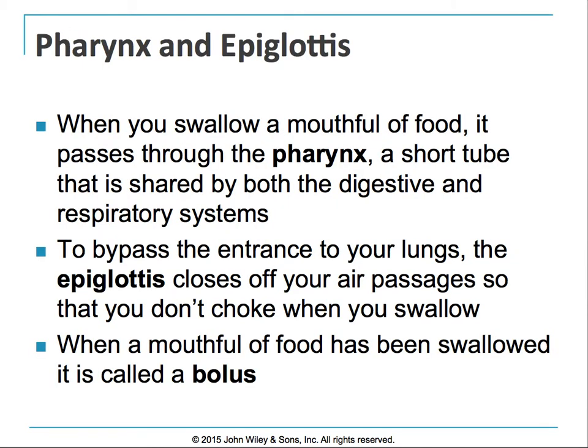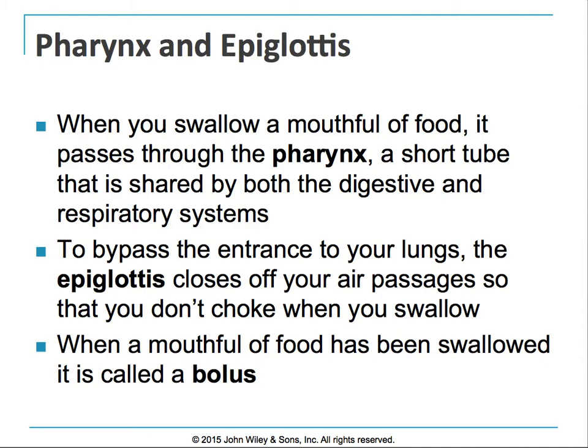From the mouth, food begins to move through the pharynx and the epiglottis. When you swallow a mouthful of food, it passes through the pharynx, which is a short tube that's shared by both the digestive and respiratory systems. To bypass the entrance to your lungs, the epiglottis closes off your air passages so that you don't choke when you swallow. When a mouthful of food has been swallowed, it's called a bolus, right?